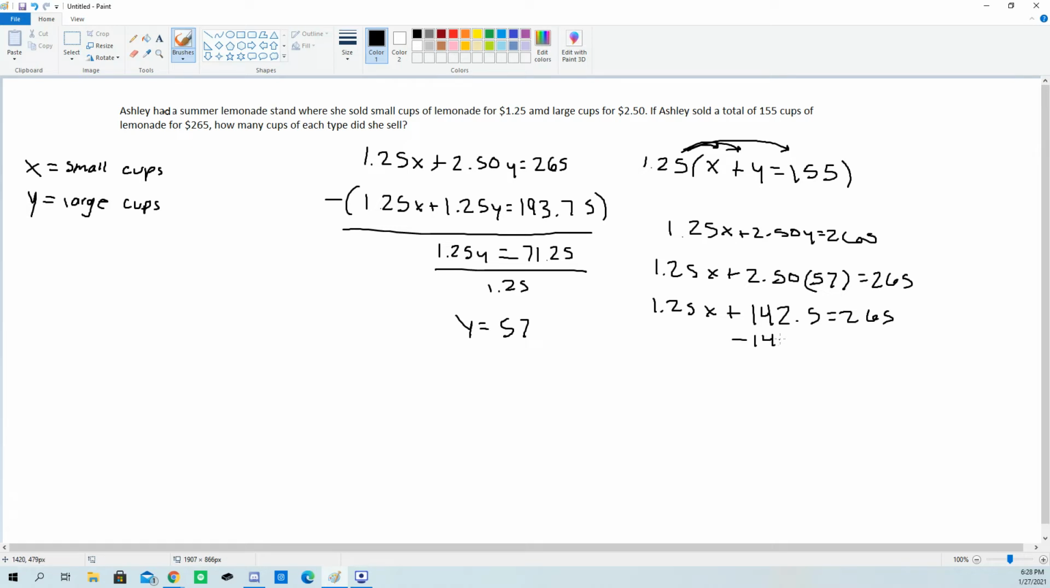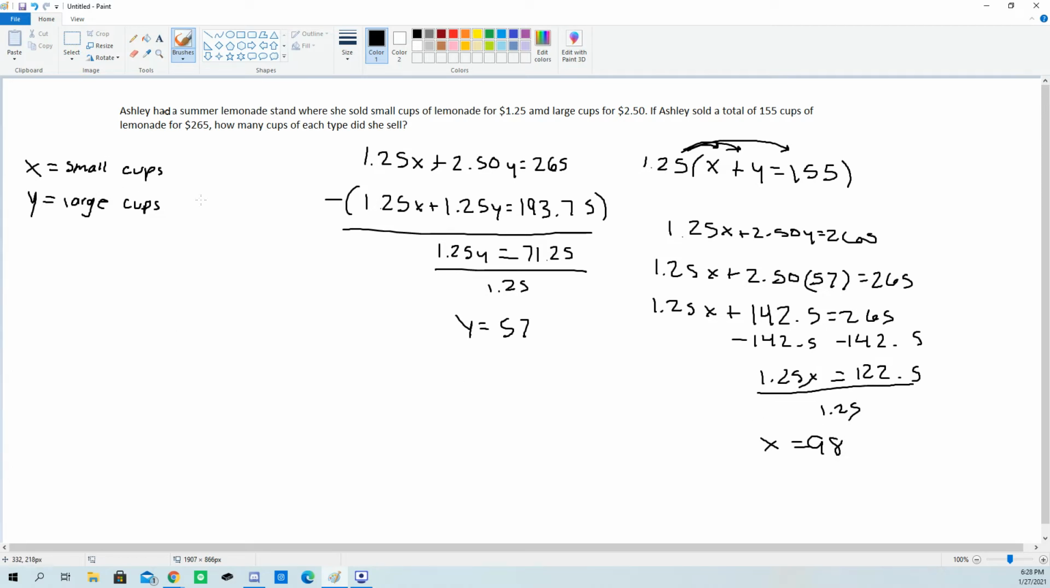Subtract this from both sides. Sorry if this seems kind of redundant, I just want to walk through every step. 265 minus 142.5 equals 122.5, so 1.25x equals 122.5, and then divide both sides by 1.25. We isolate x and find out that it is 98.